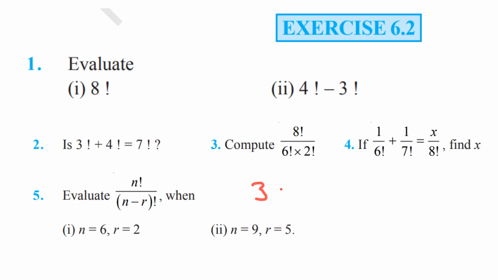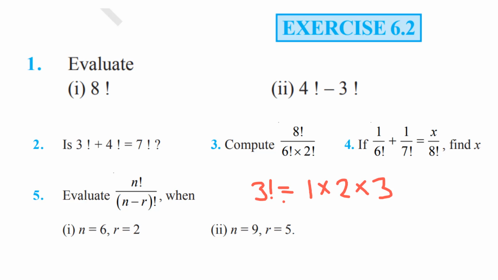3, we denote 3 factorial like this. This indicates 3 factorial. We can see 8 factorial, 6 factorial, 2 factorial. So 3 factorial is nothing but you start multiplying all the numbers up to 3: 1, 2, 3. 1 multiply 2 multiply 3 is 3 factorial.